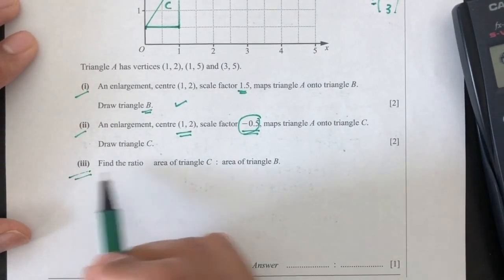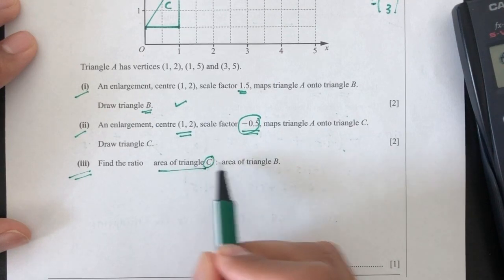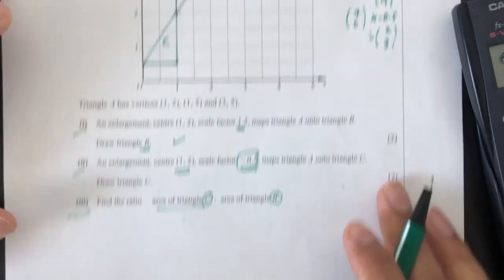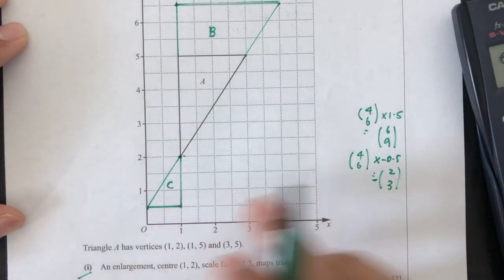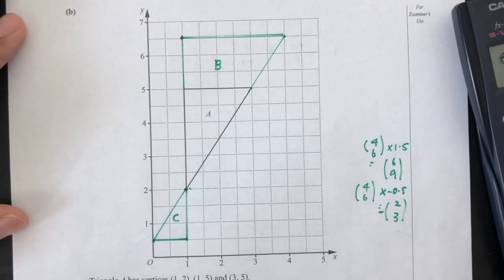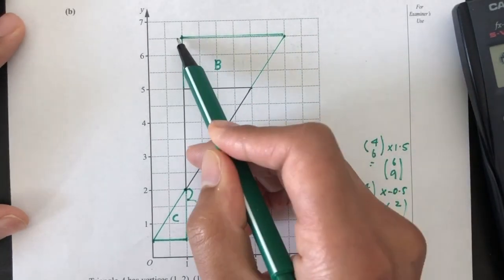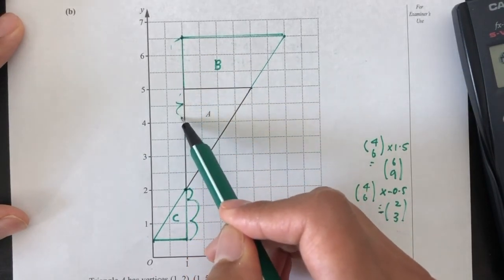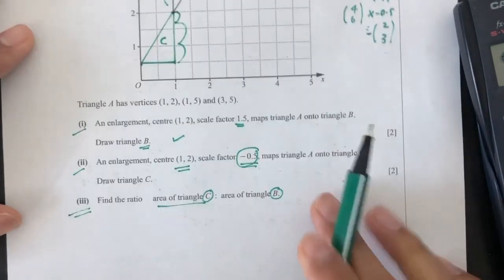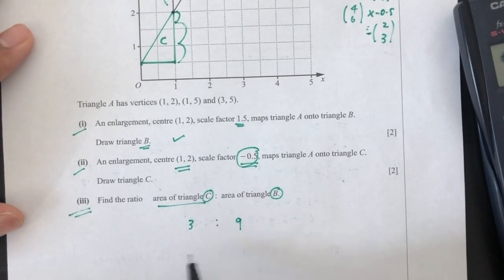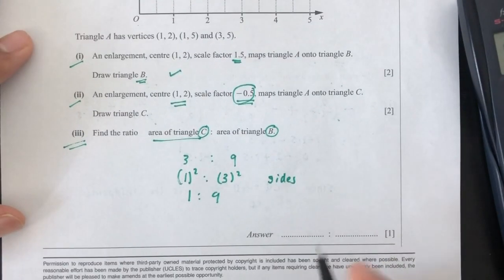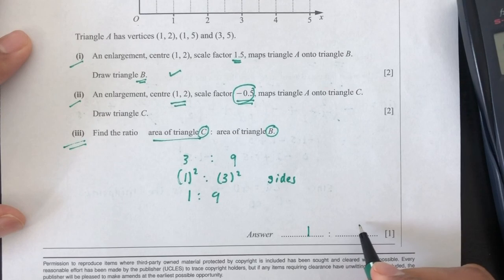Now for part 3, find the ratio of triangle C and triangle B. So here we have B and C. Let's compare their corresponding sides. Here we have this one, which is 1, 2, and 3. And here we have 1, 2, 3, 4, 5, 6, 7, 8, 9. So the sides are 3 to 9, which is 1 to 3. These are sides, but if you compare area, you have to square both sides, which is 1 to 9. So area of C will be 1, and area of B will be 9.